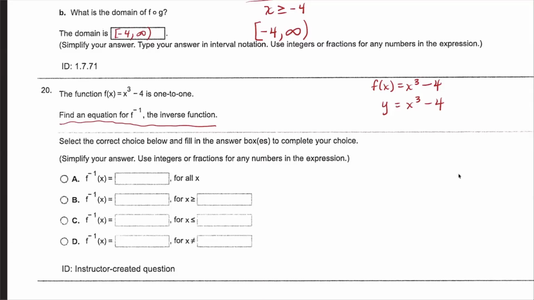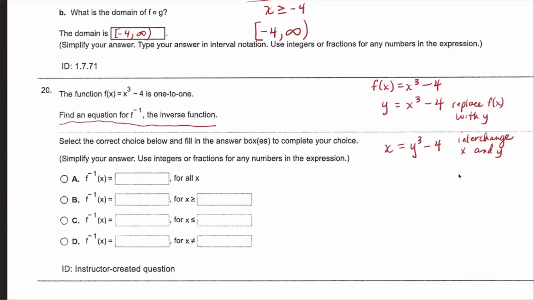Okay, then you interchange the x and the y. So where there was an x, you place a y. Where there was a y, you place an x. So interchange x and y. Then you take that equation and solve it for y. That means get the y by itself.